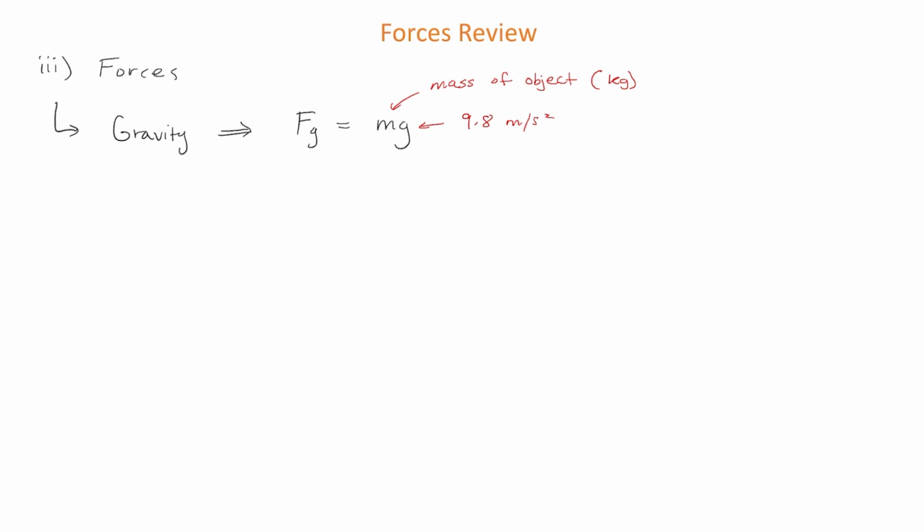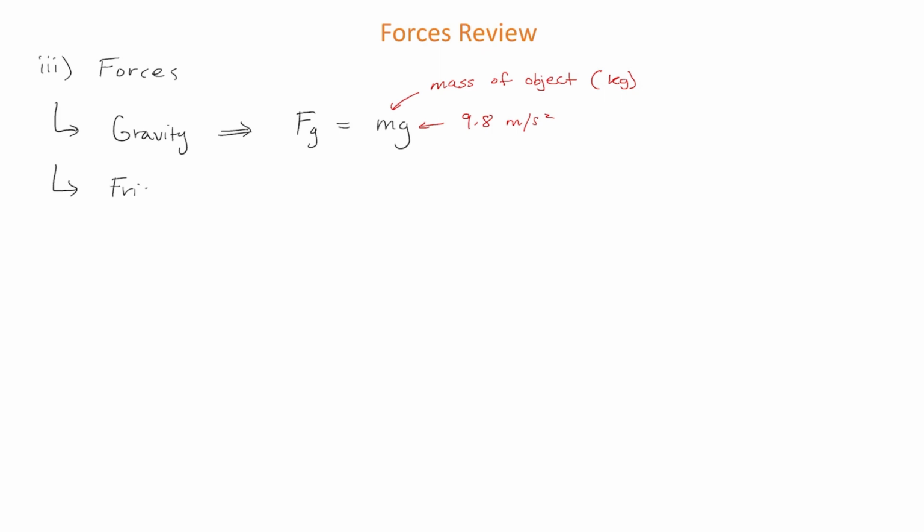Now let's look at the various forces that we came across in the forces unit. Let's start with the force of gravity. We learned that the force of gravity can be found using this equation, which says that the force of gravity is equal to mg, where m is the mass of the object in kilograms, and g is the acceleration due to gravity. So that's 9.8 meters per second squared.